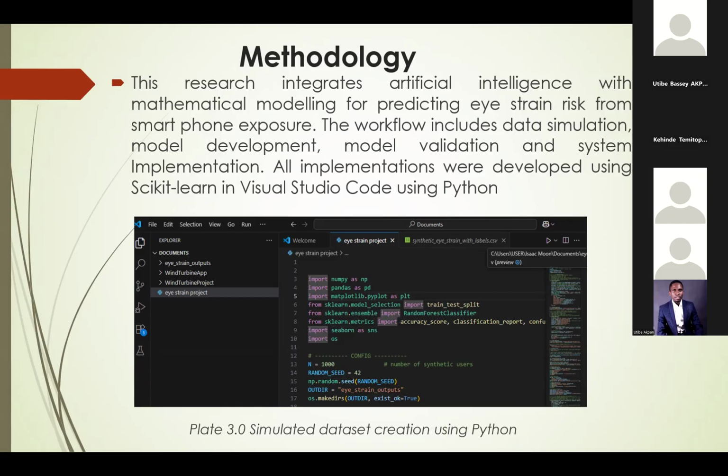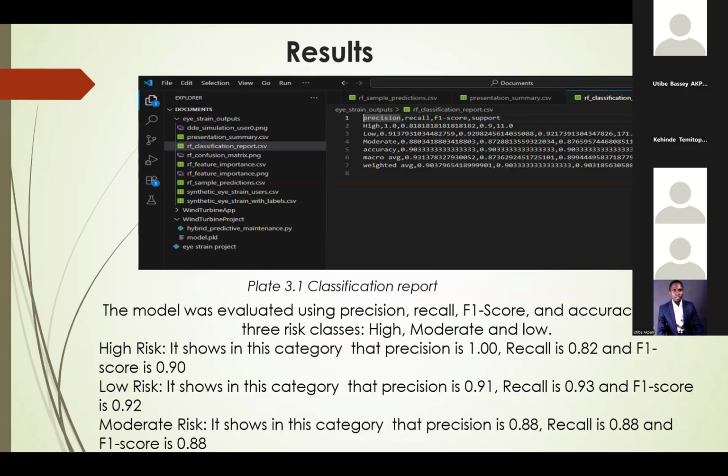Please, the next slide. Based on the result, the model was evaluated using precision, because evaluation matters. Maybe we could split our model into training, testing, and evaluation, but this particular one doesn't need all that. It just needs to test the precision, the recall, the F1 score, and the accuracy. It was categorized into 3 risk classes: the high risk, the low risk, and the moderate risk.